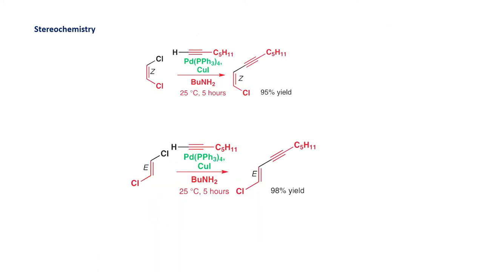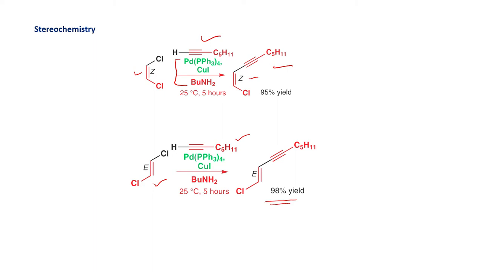Regarding stereochemistry in Sonogashira reaction, when you treat cis form of alkene with alkyne using Sonogashira reagents, you will get your product having the same configuration. This means there is retention of configuration. And here you can see trans alkene is treated with alkyne and you are getting trans product. So there is retention of configuration.